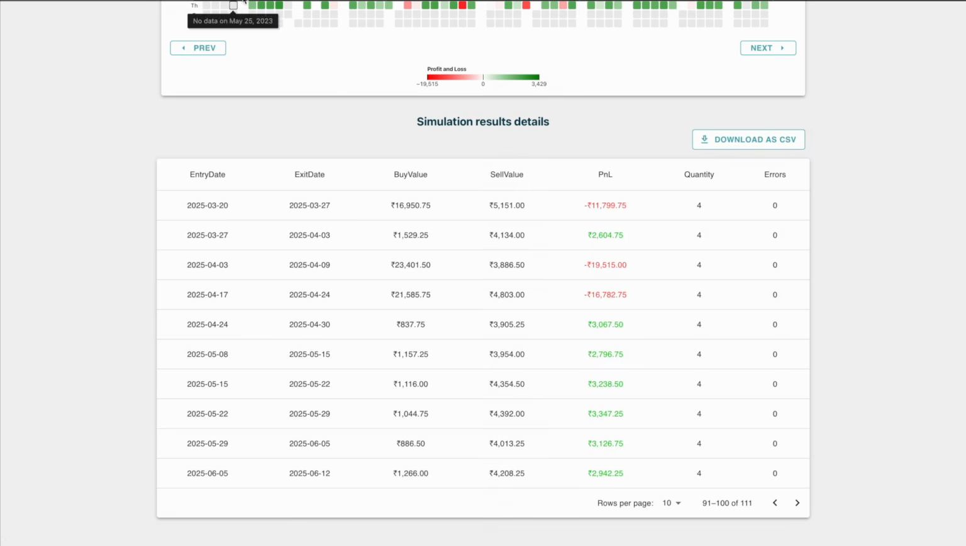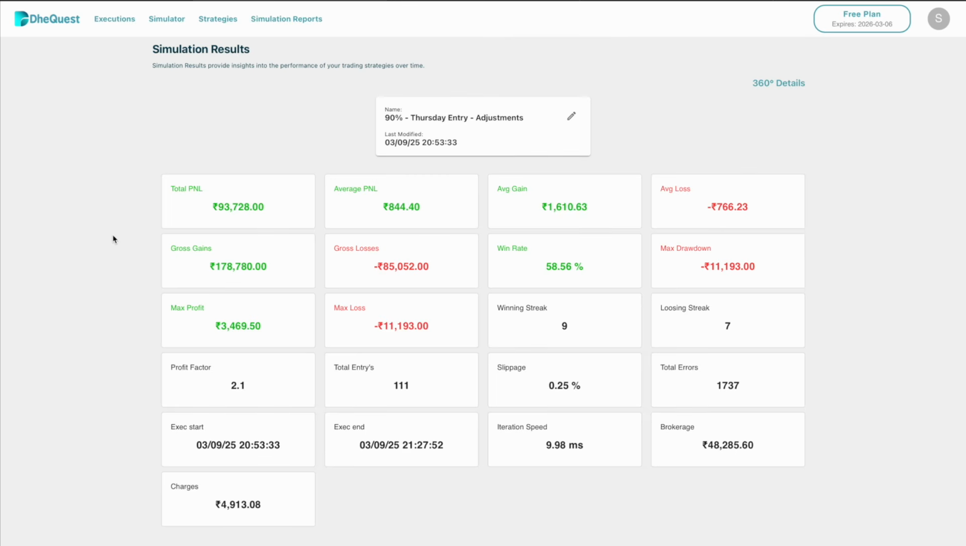Now, let's switch to one of the best performing combinations. In this setup, we enter only on Thursdays at 10:10 am, make adjustments whenever required, and exit as soon as any of the exit conditions are met. With this approach, the strategy delivered more than 93,000 profit over the last 2 years. But here's the catch. We also lost a lot in brokerage charges during the same period.